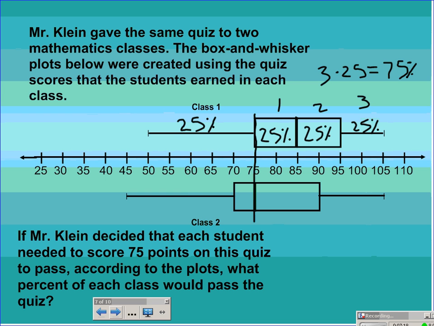The second box and whisker plot has 50% of the people that scored 75 or higher because the 2 sections are 75 or higher. So you multiply 2 and 25 and get 50%.